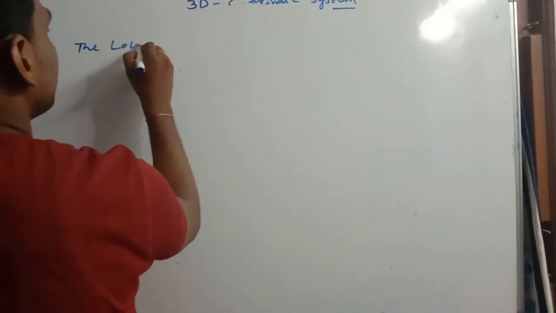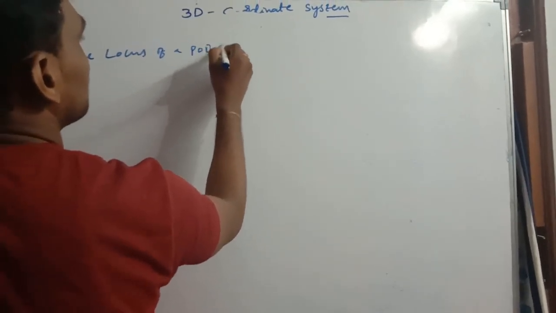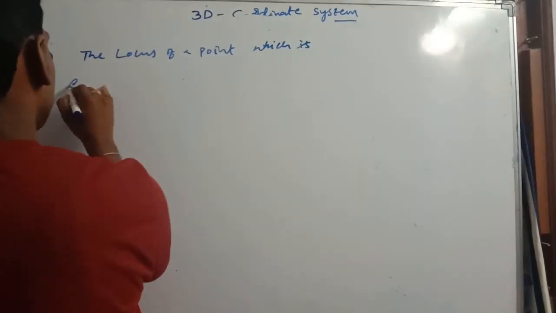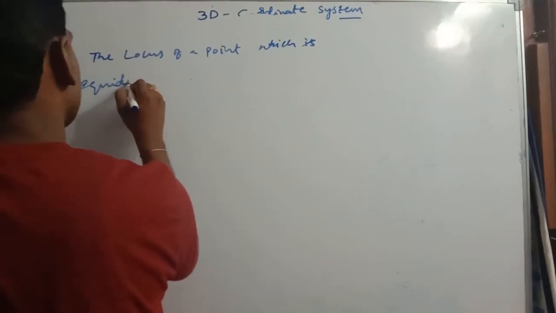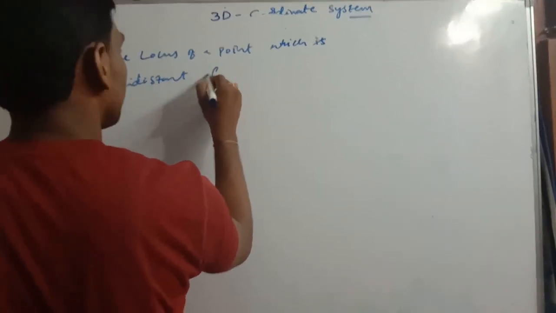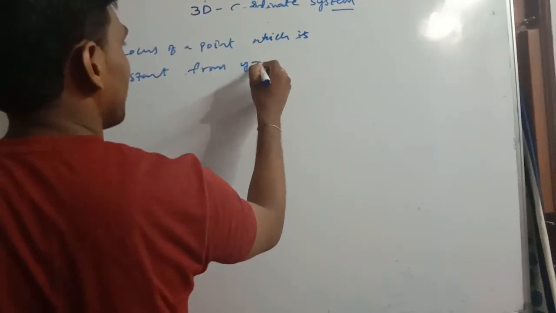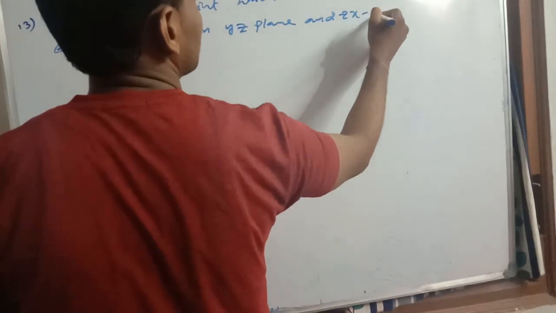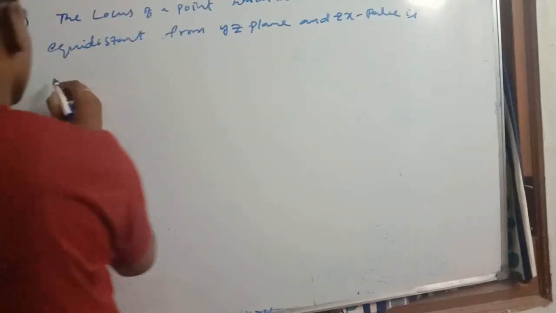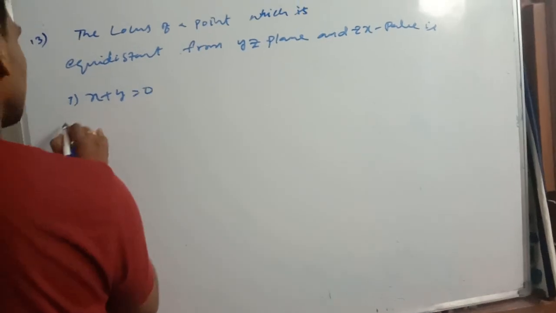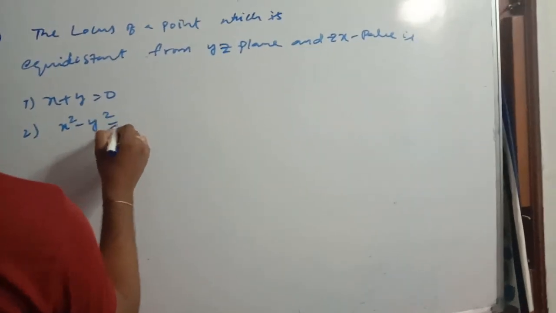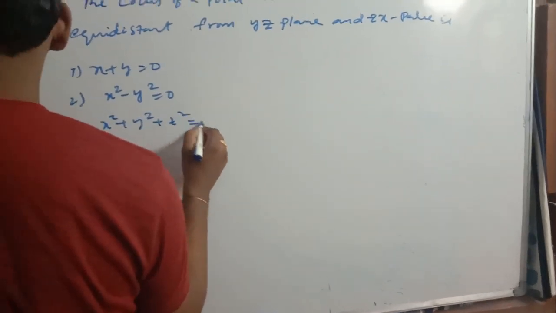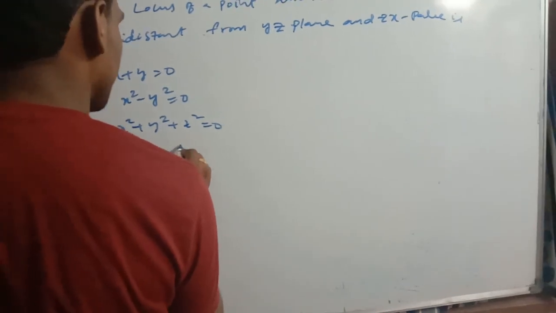The locus of a point which is equidistant from the YZ plane and the XZ plane is... now the first option is x + y = 0, the second option is x² - y² = 0, the third option is x² + y² + z² = 0, and the fourth option is x³ - y³ = 0.